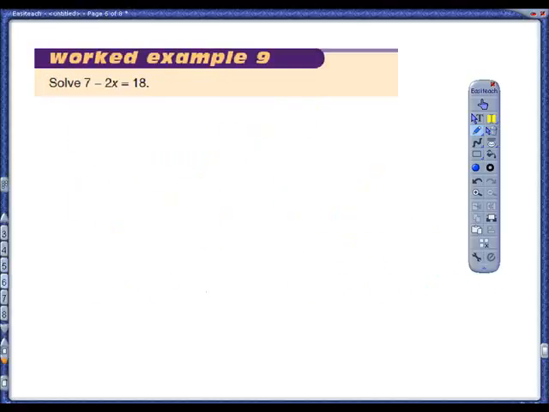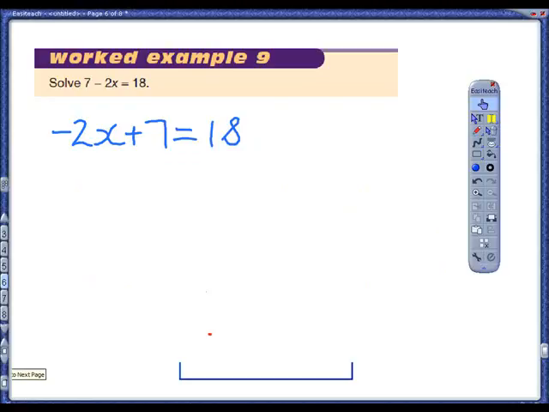Okay, let's come over the page and have a look at the next question. I've got 7 minus 2x is equal to 18. Well, to start off with, I'm going to rewrite it. So I've got the x's first, and I've got to make sure that the negative goes with the x's. So you get that. Now, let's subtract 7 off both sides.